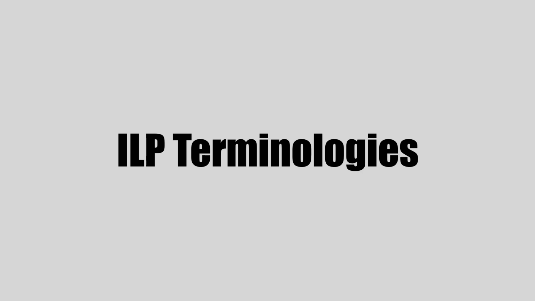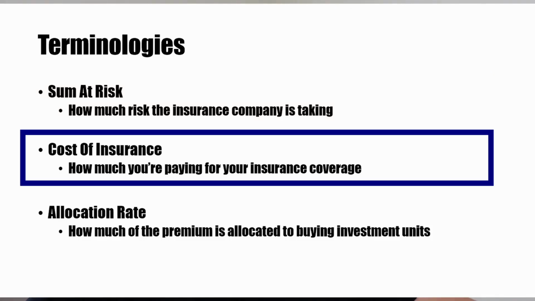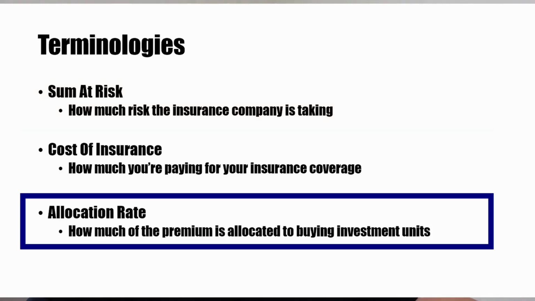So I know for most consumers, probably they're not too familiar with how an ILP works and what are its components. So in this video, I'm also going to be sharing with you what are some of the terminologies of an ILP to give you a better idea and hopefully can help you make better financial decisions in the future. And the three common terms that I'm going to be talking about today is firstly the sum at risk, and then the cost of insurance, and also an allocation rate.